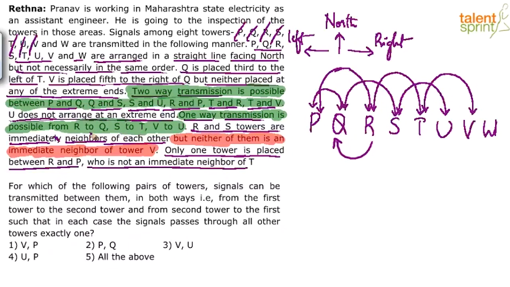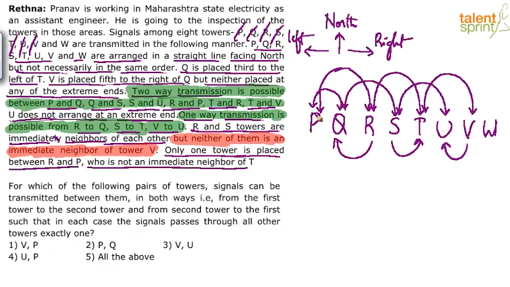So R to Q, then S to T. From S you can go to T, right? You cannot go from T to S, but you can go from S to T directly, right? And V to U. V to U is also possible. So that's the difference between one-way and two-way transmission.